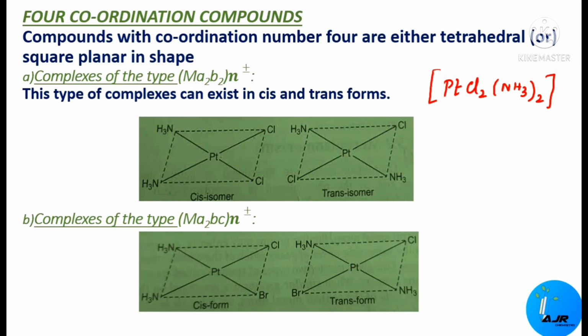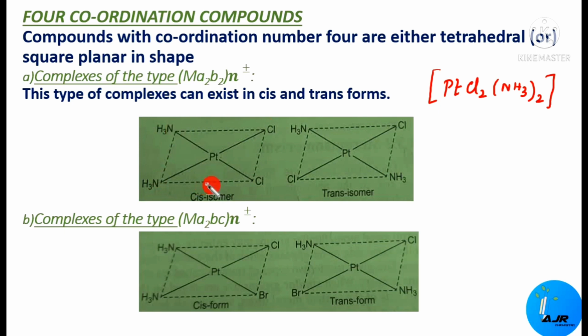This compound can exhibit both cis as well as trans isomers. This is the cis isomer. Here the platinum is at the center, the central metal atom, and this is obtained when both the groups A and B occupy neighboring positions. Here, chlorine, Cl, represents A and NH3 represents B. Both A and B occupy neighboring positions in the cis isomer. Understood? So in the cis isomer, the same type of ligands are in neighboring positions.